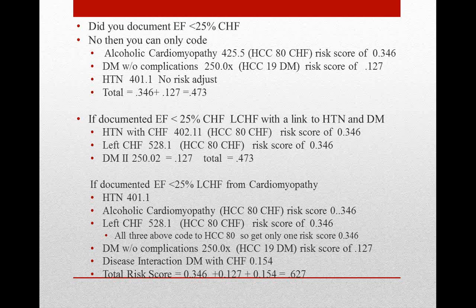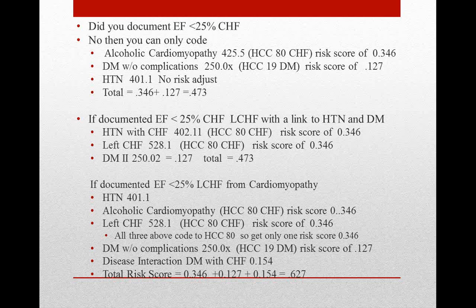All are going to get the same risk score. So as long as you have one of those codes, you're going to get credit for it. You're only going to get credit for one. It's the secondary codes that you use to change the risk score. Again, we're going to assume that diabetes is not a result of the alcohol. It's just diabetes uncomplicated. If you wanted to say it was secondary diabetes, then you would use a 249 code here. But you're still going to get the same risk score of 0.127.